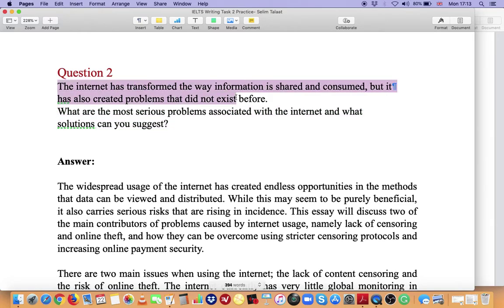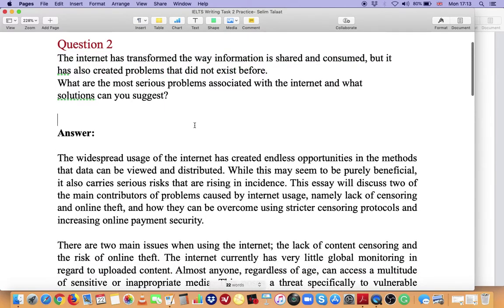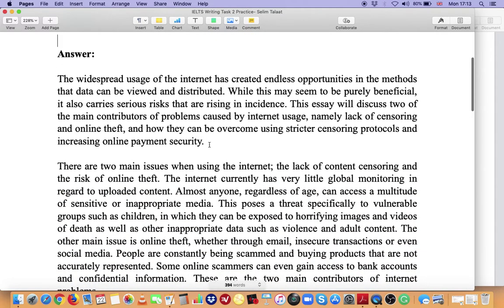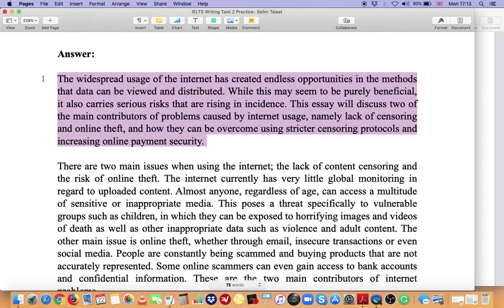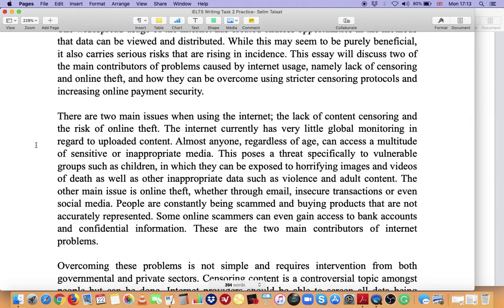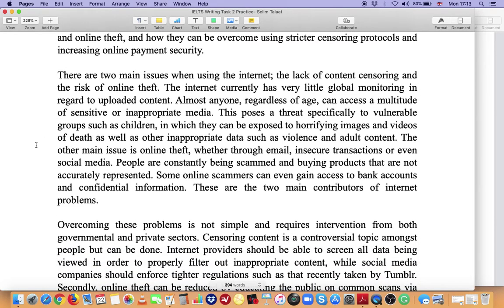So the internet has transformed the way information is shared and consumed, but it's also created problems that didn't exist before. Now looking at the introduction, it's quite a long introduction. It's like 75 words. That's very long for an introduction. And here are his main body paragraphs.